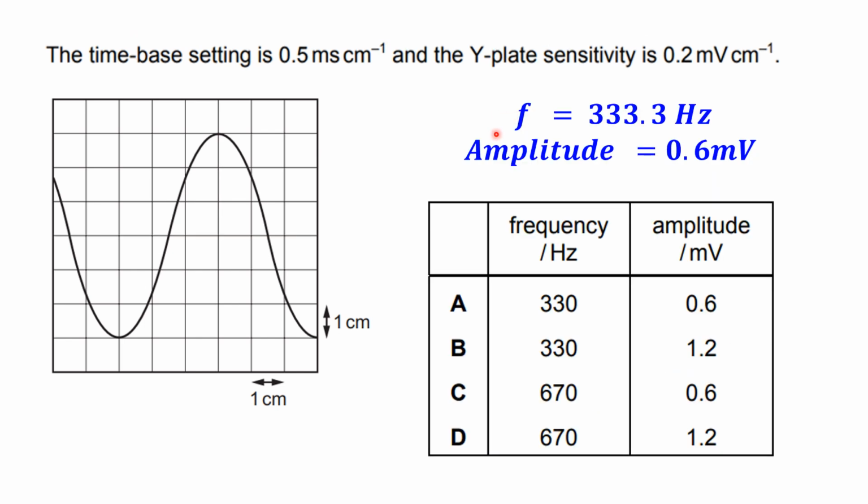So here is the result of our calculations. The frequency was 333.3 Hertz. So I see A and B is a very similar number, and the amplitude is 0.6 millivolts. So the correct option is A.